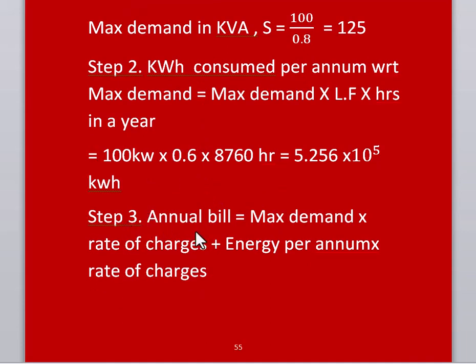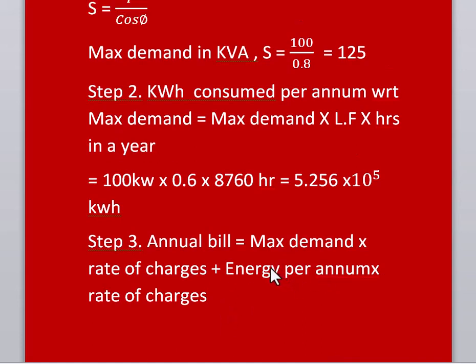Next step is step 3. Find the annual bill. Annual bill is nothing but the maximum demand into rate of charges, that is tariff based on maximum demand, plus energy consumption per annum into the tariff corresponding to the number of units consumed. So what we found here is we calculated the number of units consumed per annum using the maximum demand in kilowatts, whereas while calculating the annual bill we have used the maximum demand in KVA.